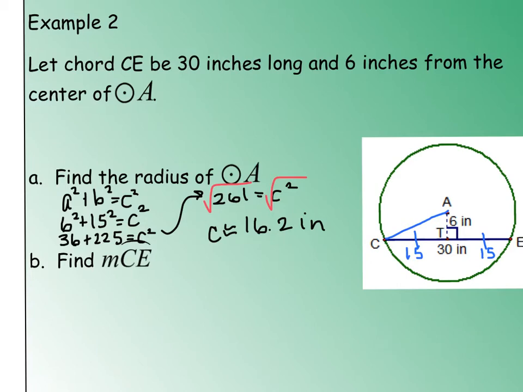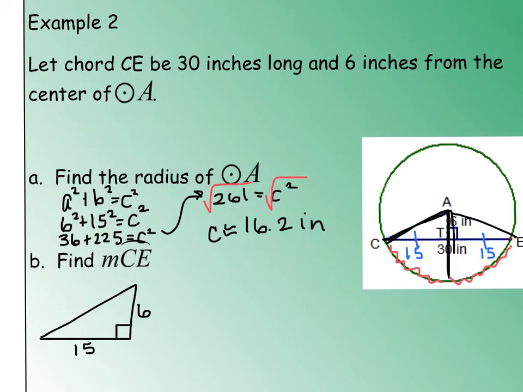I'm also asked to find the measure of arc CE. Well, arc CE would be easier to know if I were able to determine the measure of angle CAT. That's a central angle, and if I'm able to figure out the measure of this angle, it would be doubled to find the measure of arc CE. Well, if I take a look at this triangle, it's a right triangle, and I know a couple of my side lengths, and I want to figure out the measure of this angle here, part of my central angle.